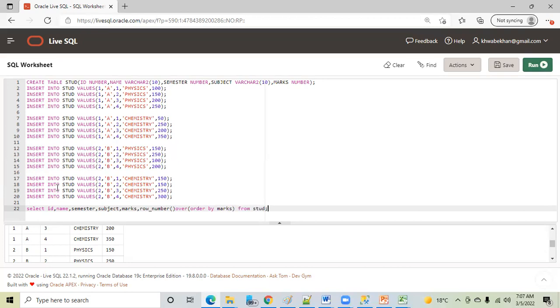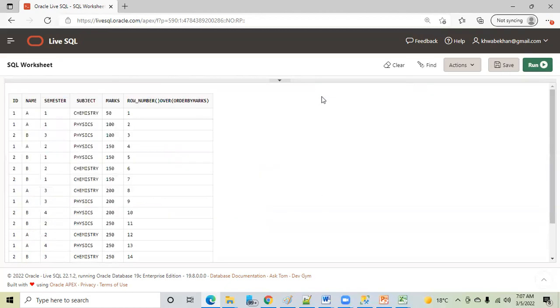Okay, I've written something here. We will see what I have written and what is going to happen. My screen is visible, right? Okay, fine. So here I have written this one, row number over order by marks.